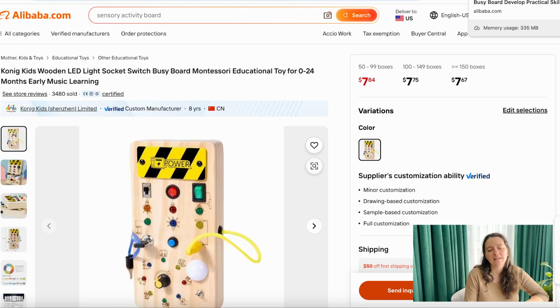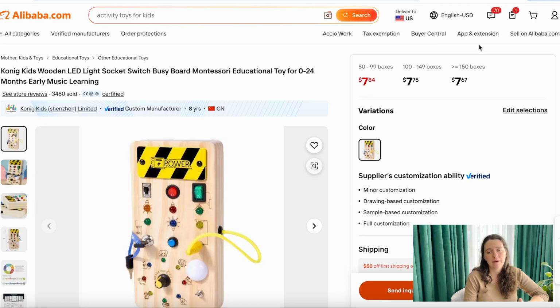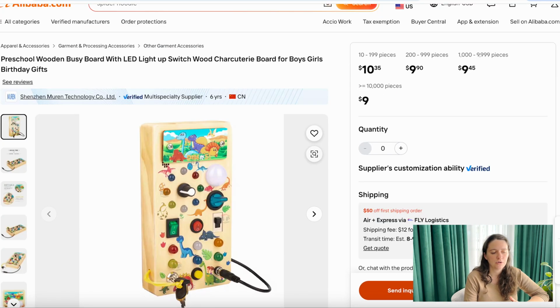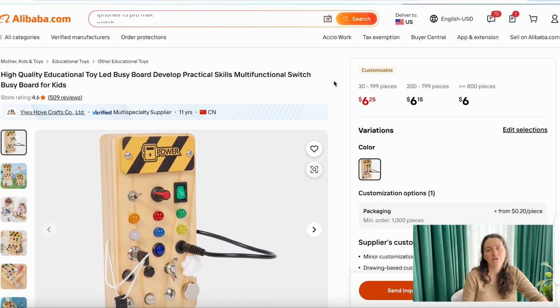So now that we have found several suppliers, we need to find at least maybe 4 or 5 suppliers. So we have found this one, that's a manufacturer, and also this one. So now that I have found 4 to 5 suppliers, I send them a message.